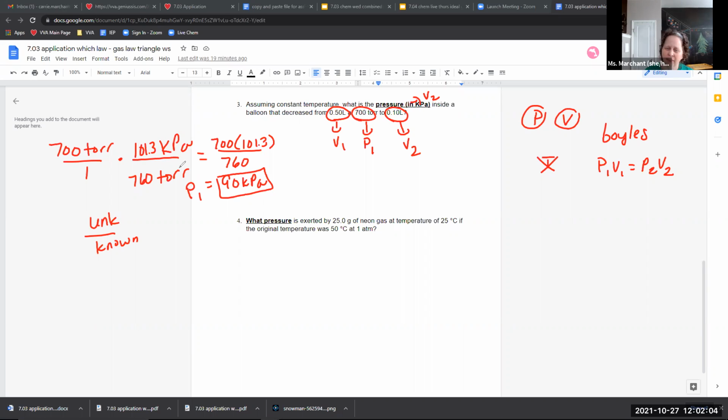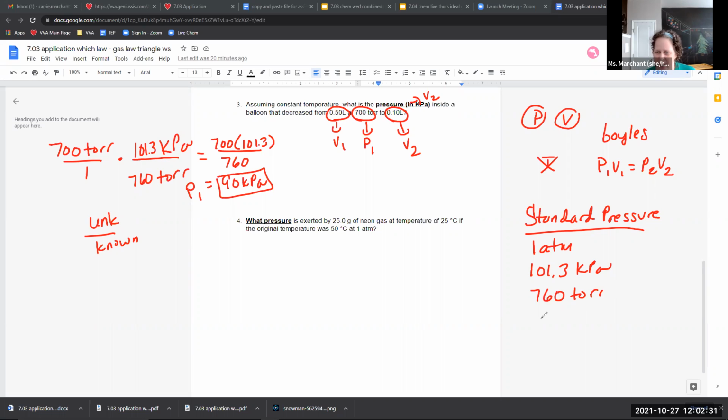Now you might go, I don't have all these conversions written down for pressure. Okay, all the conversions are standard pressures. That's why if you went and memorized those, then you already know what all the standard pressures are because they're what's used for converting. 1 atmosphere is standard pressure. 101.3 kilopascals, standard pressure. 760 torr, standard pressure. 760 millimeters of mercury, standard pressure. So those are all equivalent, so they can be used for your conversion.